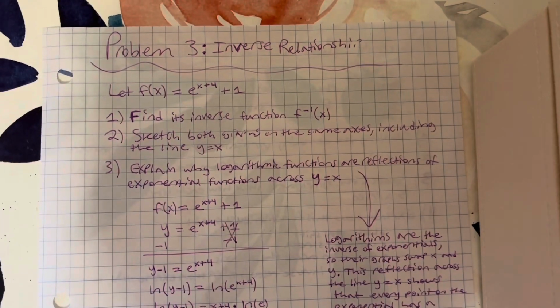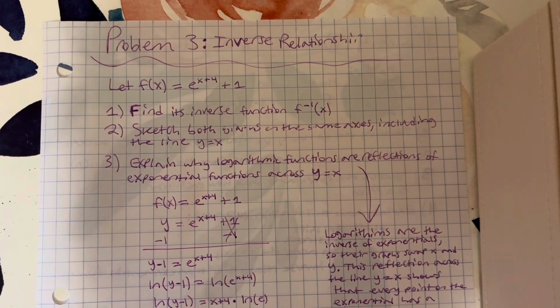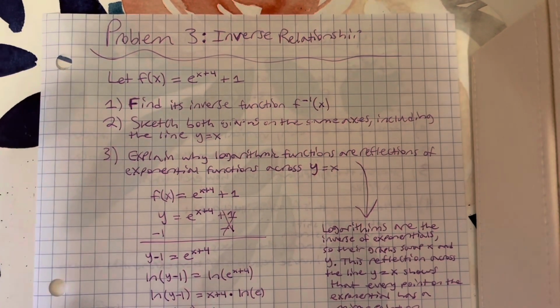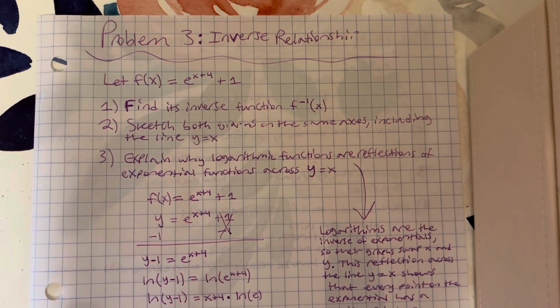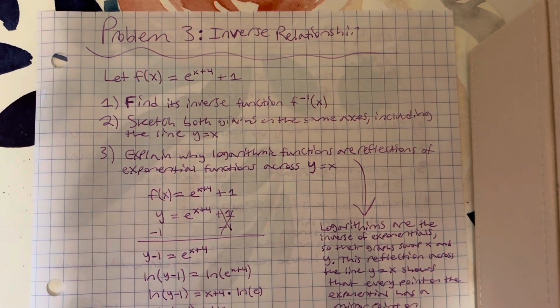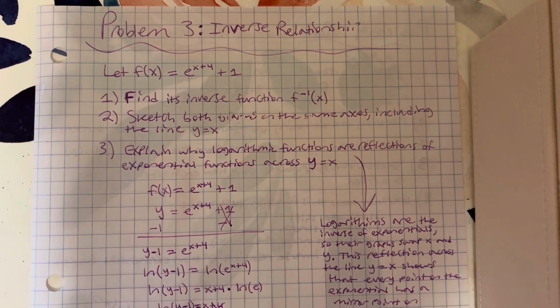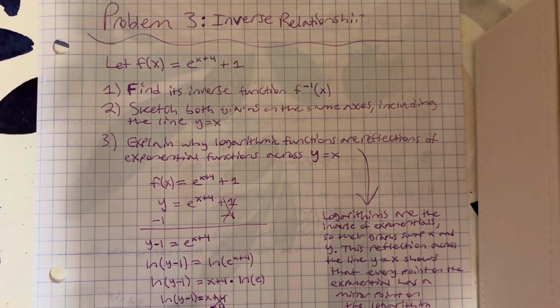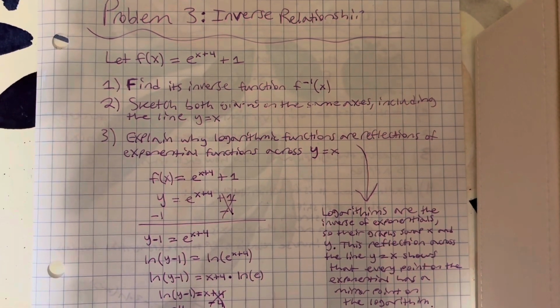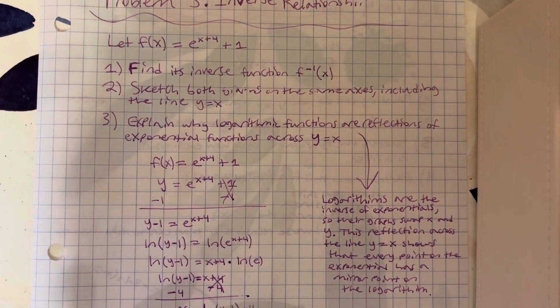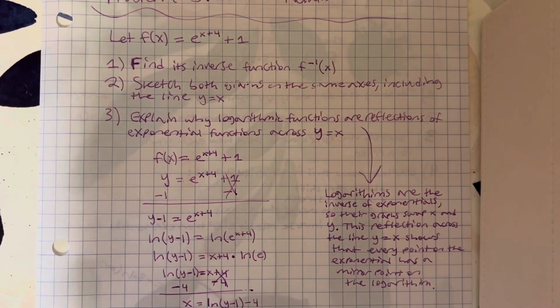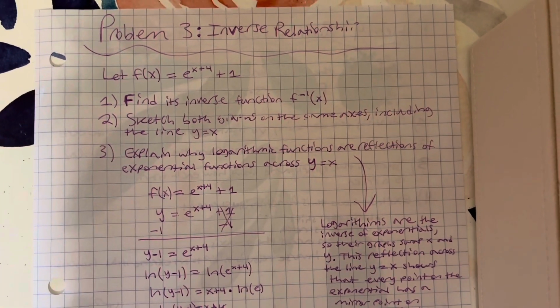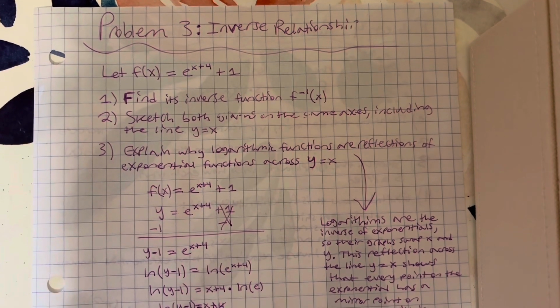All right, so problem 3 is inverse relationships. We're going to let f of x equal e to the x plus 4, plus 1. We're going to find its inverse function, which is f inverse of x. We're going to sketch both graphs on the same axes, including the line y equals x. We are going to explain why logarithmic functions are reflections of exponential functions across y equals x.